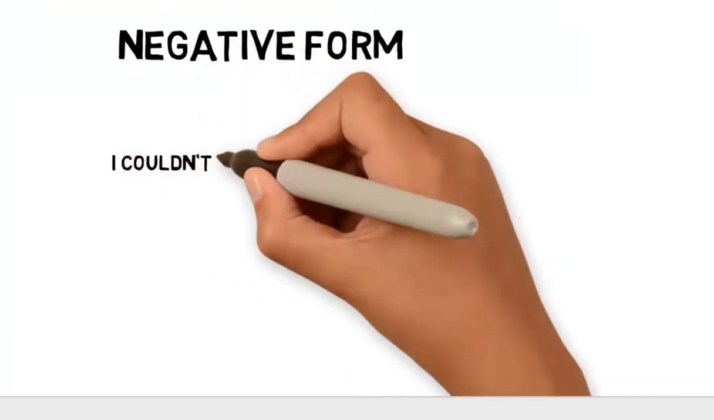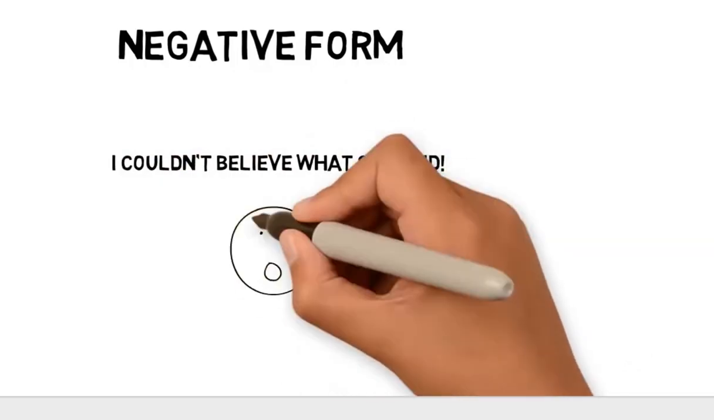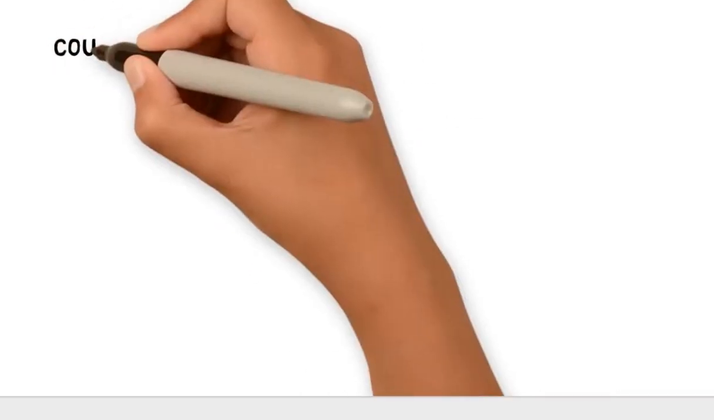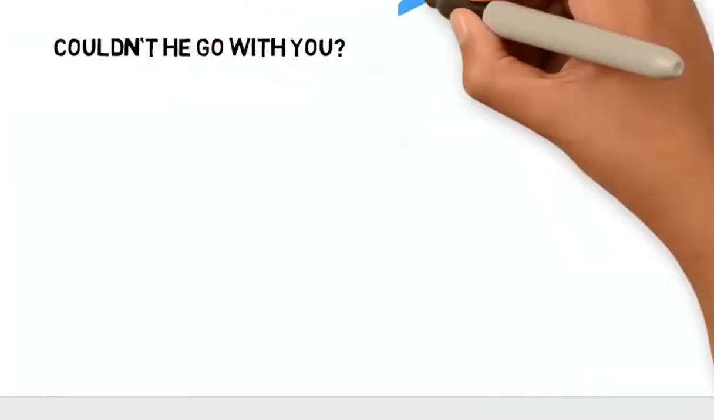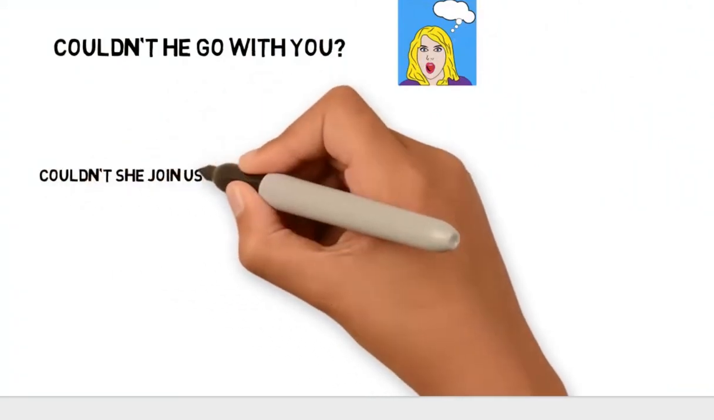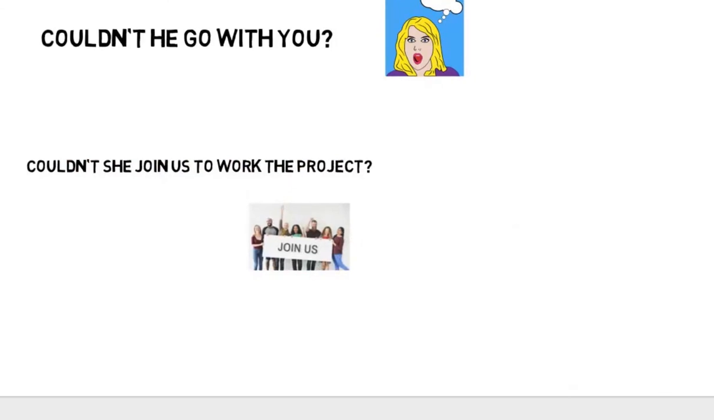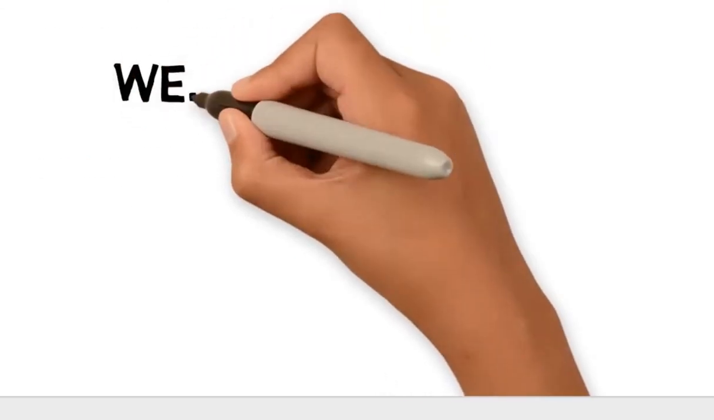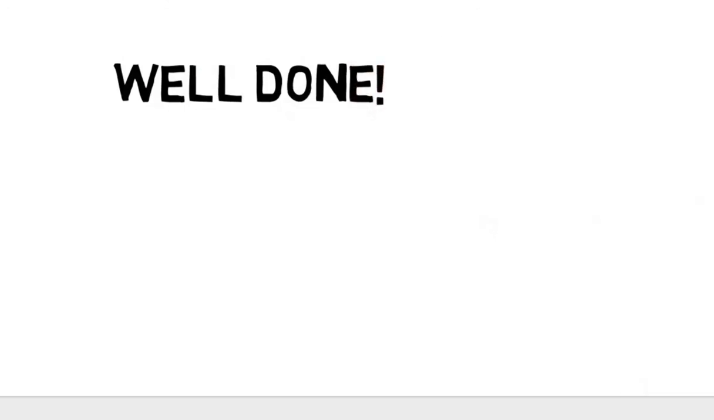Examples in negative form. I couldn't believe what she said, meaning ability. Couldn't he go with you? As a request. Couldn't she join us to work on the project? As a permission. And that is basically the use of can and could.